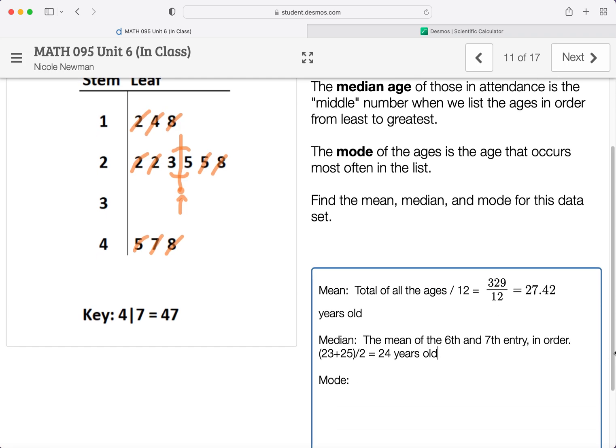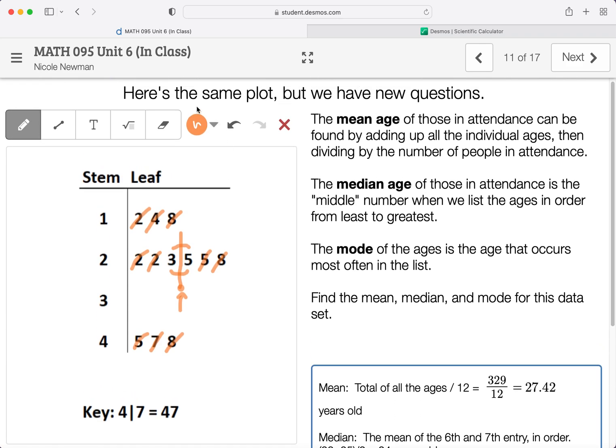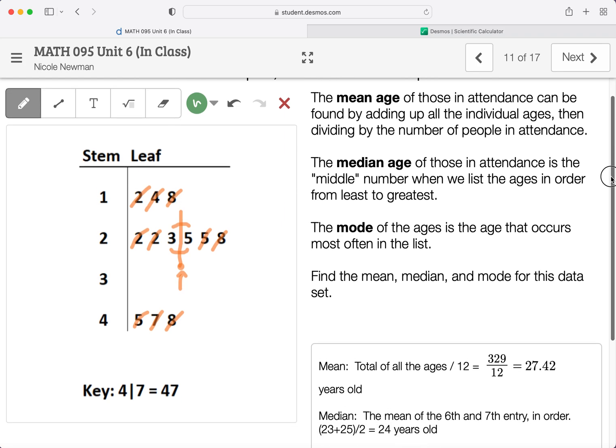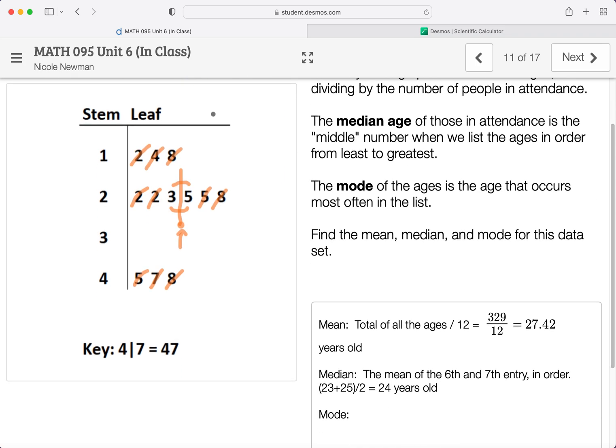The mode, we need something that repeats, if anything. Let me change colors. When I look through here, it kind of seems like the 8s are repeating. I can see them in the leaves, but this goes with 18, and this one goes with 28, and this one goes with 48. So those are not repeated data points. So let's not use those.